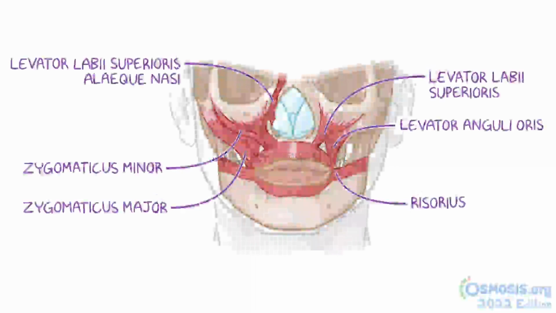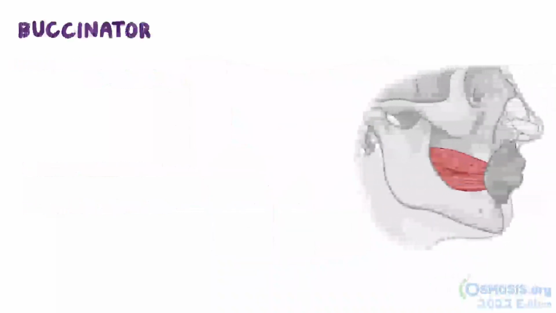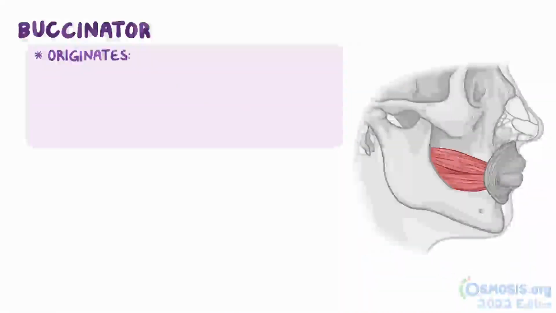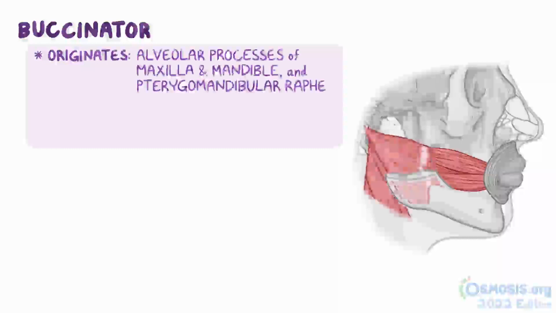Before we wrap up, let's look at one final facial muscle called the buccinator. The buccinator is a rectangular muscle found deep in the cheek. It originates on the alveolar processes of the maxilla and the mandible, and the pterygomandibular raphe. Now, the pterygomandibular raphe, or the pterygomandibular ligament, is a thickening of the buccopharyngeal fascia.